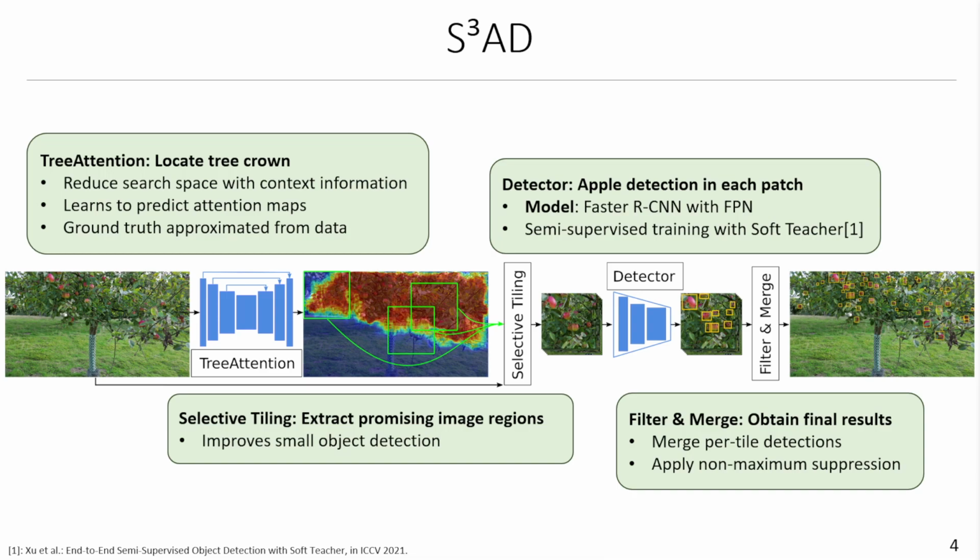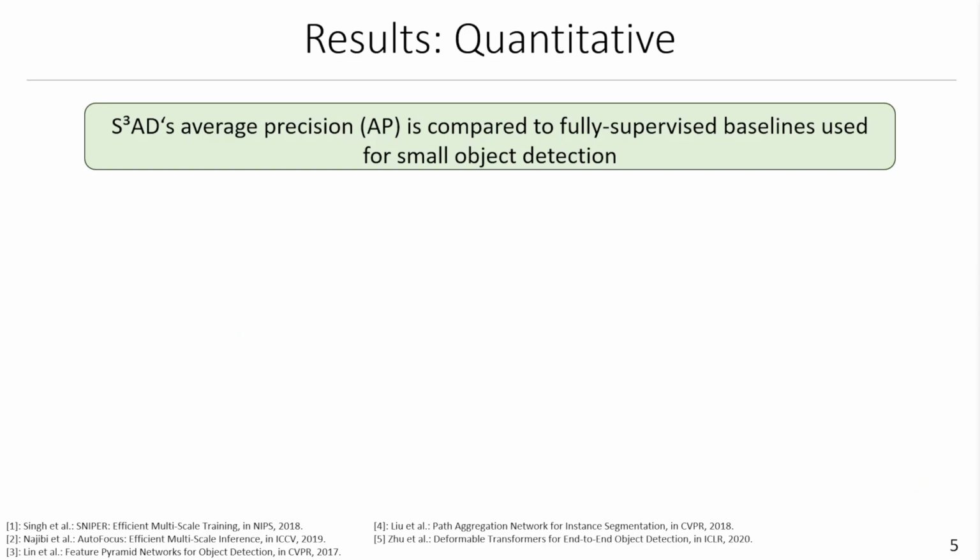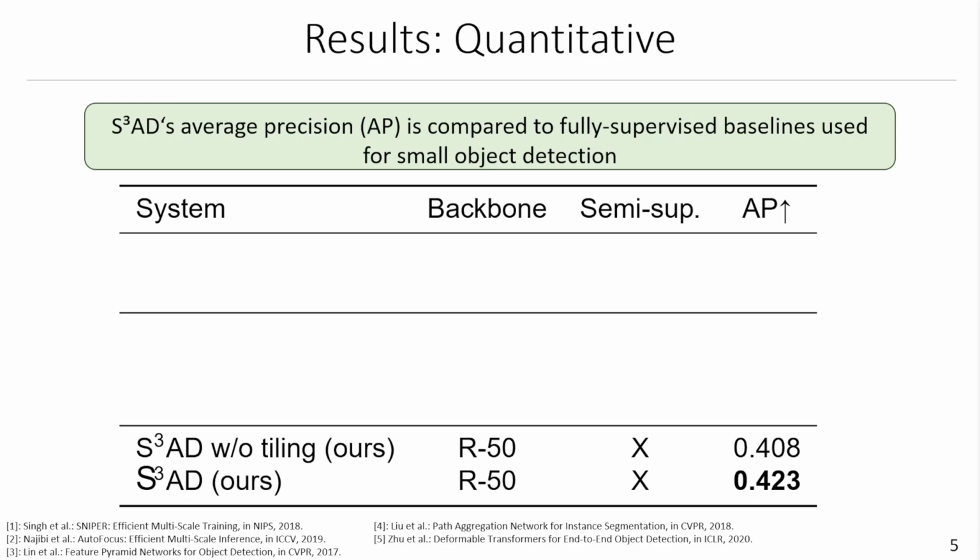Now let's take a look at the results. To evaluate our system, we compared the average precision of our approach on the MAD test split with several fully supervised baselines, most of which specifically address the detection of small objects. Additionally, we evaluated the impact selective tiling has on S3AD's performance. And, as shown in the table, selective tiling alone increases S3AD's average precision by 1.5%, showing the overall benefit of this method.